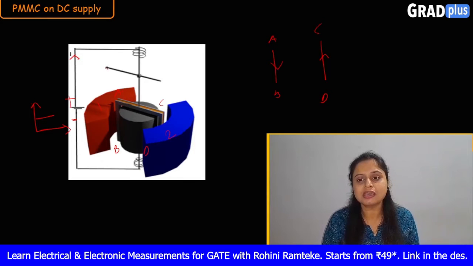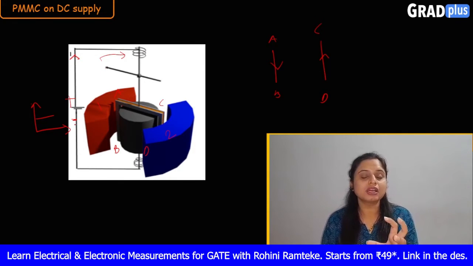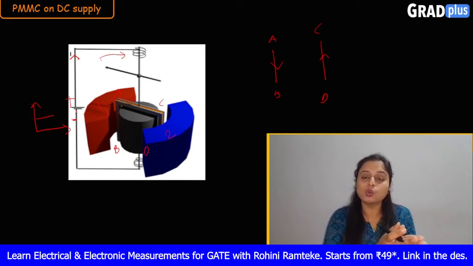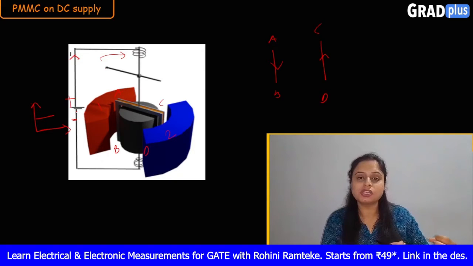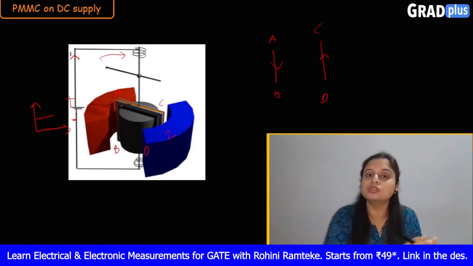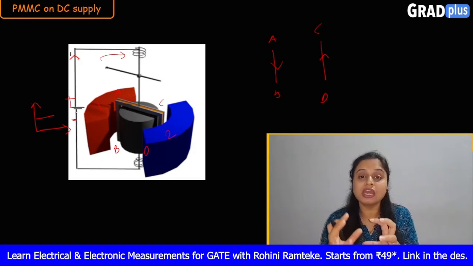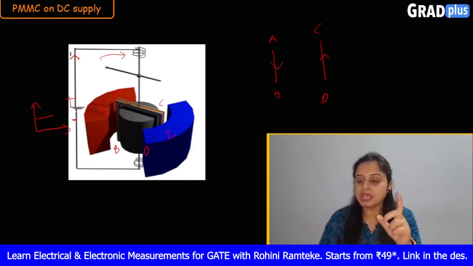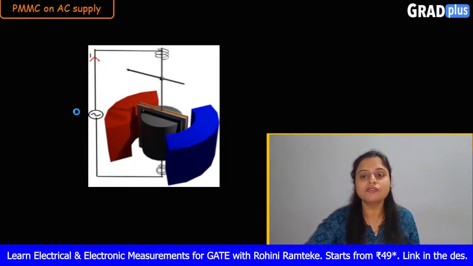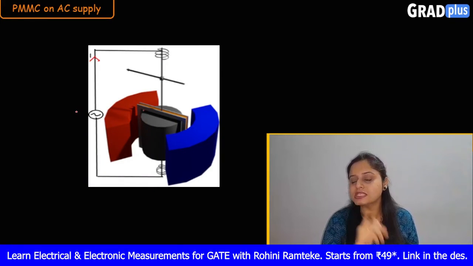Let us say the direction of this pointer will be like this. The pointer will rotate only in one direction, and when we remove the DC supply, the pointer will come to the zero position. So this is what happens when we give the DC supply. Now let us find out what happens when we give the AC supply.